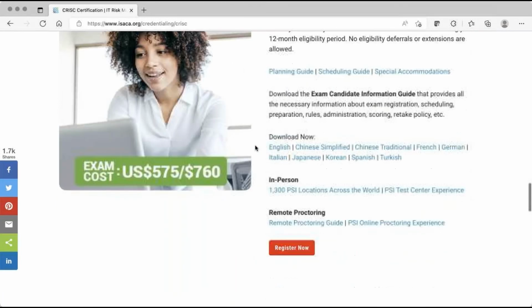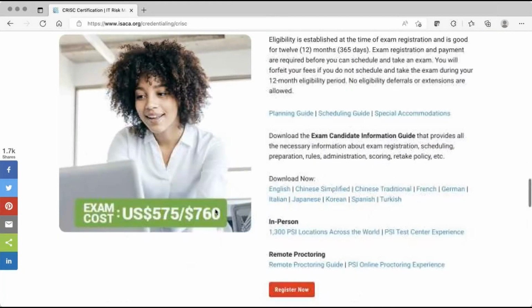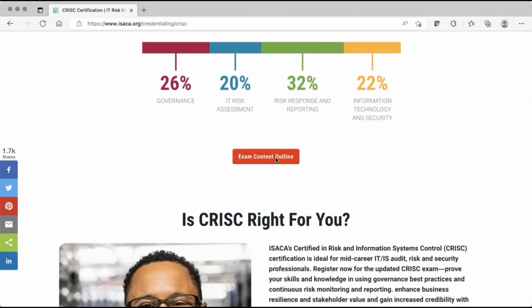So all these details are here. You can always download the details about it. Let's do one thing. Let's take a look at the exam.